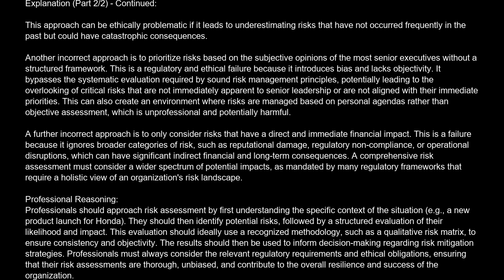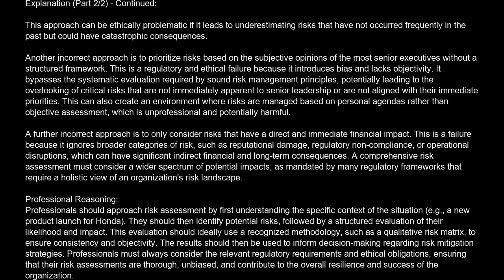A further incorrect approach is to only consider risks that have a direct and immediate financial impact. This is a failure because it ignores broader categories of risk, such as reputational damage, regulatory noncompliance, or operational disruptions, which can have significant indirect financial and long-term consequences. A comprehensive risk assessment must consider a wider spectrum of potential impacts, as mandated by many regulatory frameworks that require a holistic view of an organization's risk landscape.